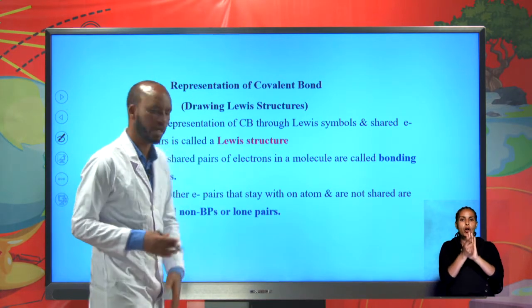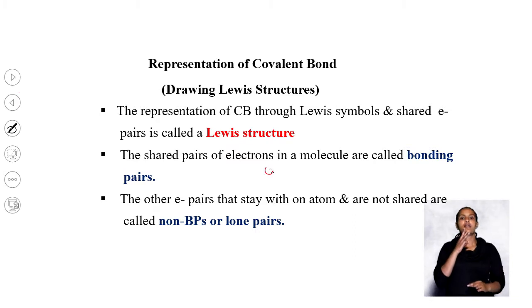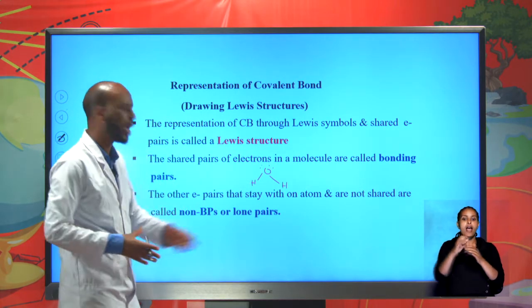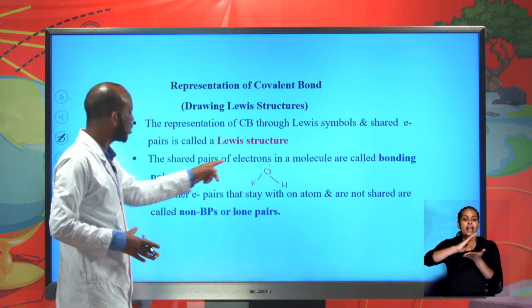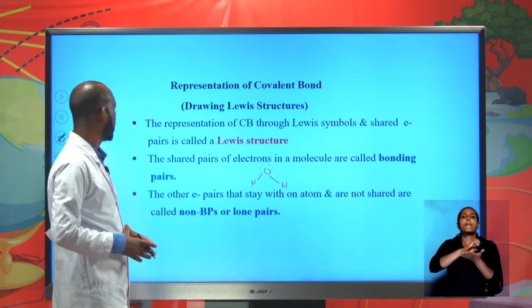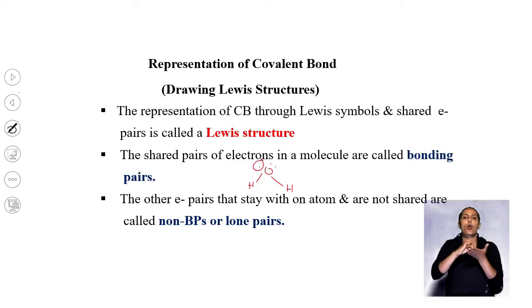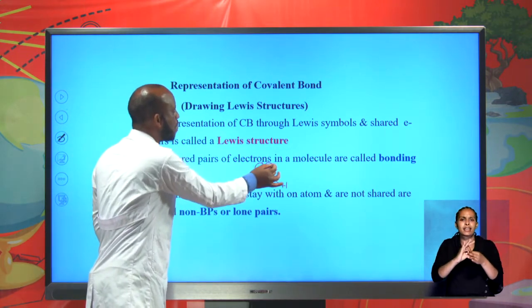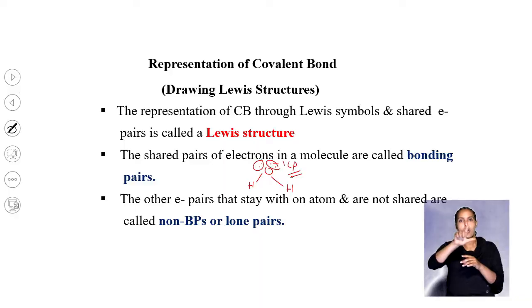Look at the Lewis structure of water. In water, oxygen is the central atom and hydrogen atoms are the peripheral atoms. There are two lone pairs of electrons on the central atom, oxygen. These are bonding pairs of electrons, shared electrons. The shared pairs of electrons in a molecule are called bonding pairs. The other electron pairs that stay with an atom and are not shared are called non-bonding pairs or lone pairs of electrons.